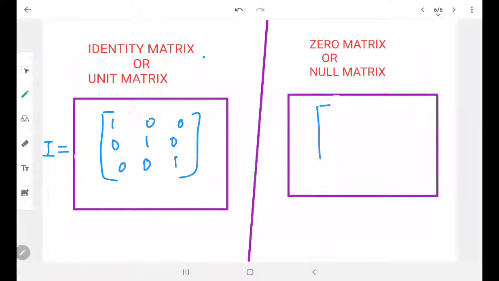Zero matrix, as the name suggests, has all elements 0. It can be of any type, either square or non-square. Null matrix is also the same thing.